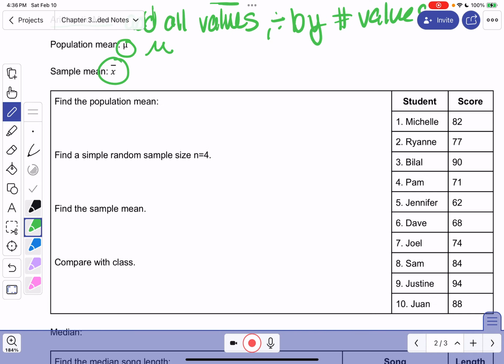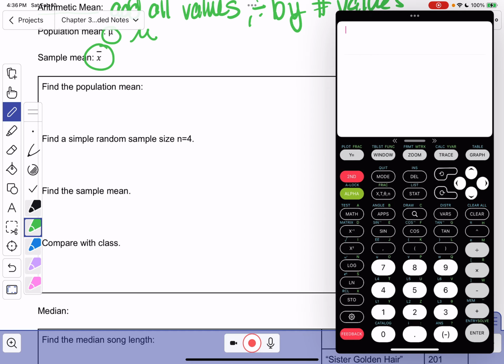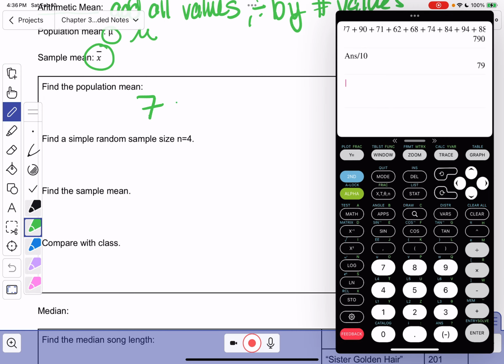So if we were to find the population mean, if we call this list of students the population, we'd add these all up and then divide by 10 because there's 10 students. So 82 plus 77, 90, 71, 62, 68, 74, 84, 94, 88, divide by 10, we get 79. So the population mean of this is 79.